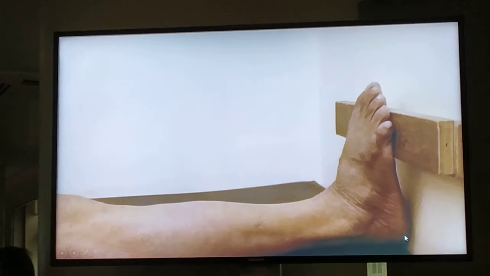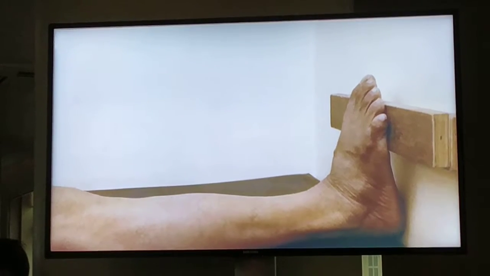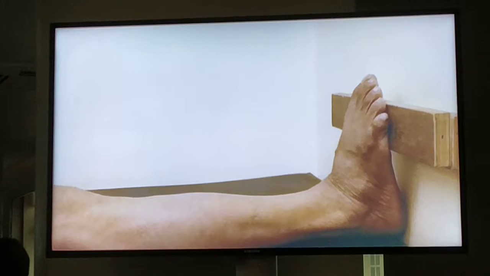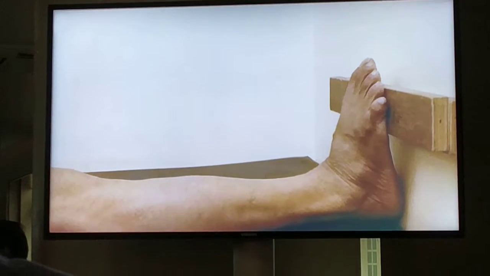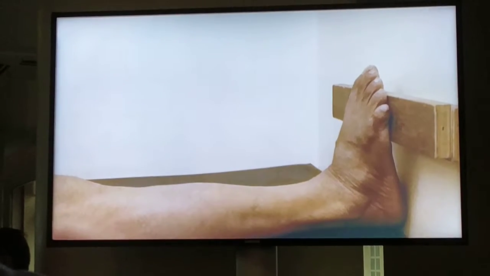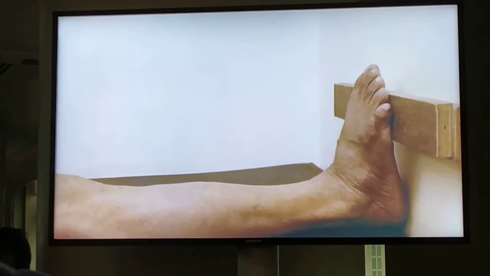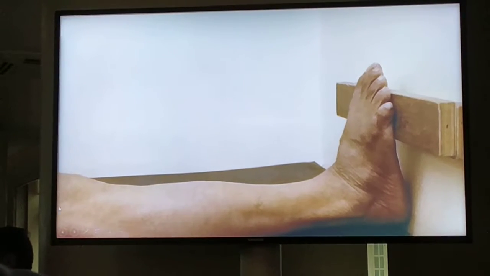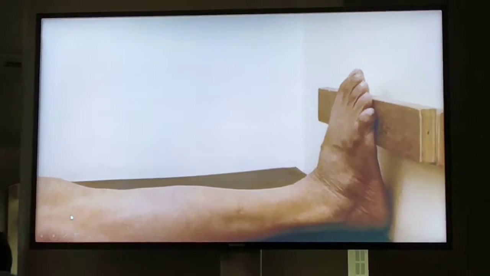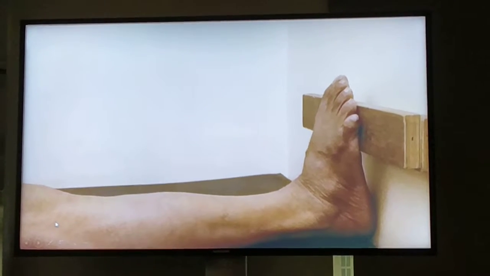The heel must touch the wall. Point number 3, the heel must touch the floor, that is the bed, and the knee has to be straight. How long does he have to do it? He has to do it only for 10 minutes a day.